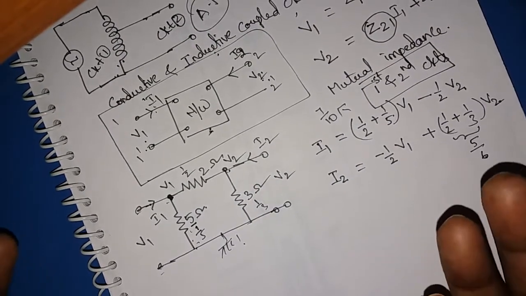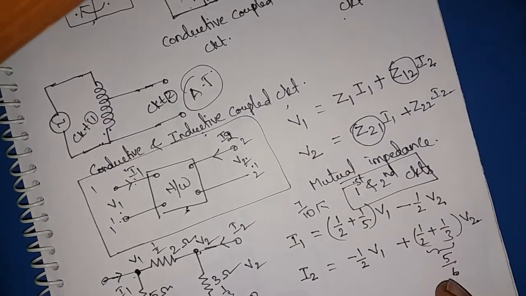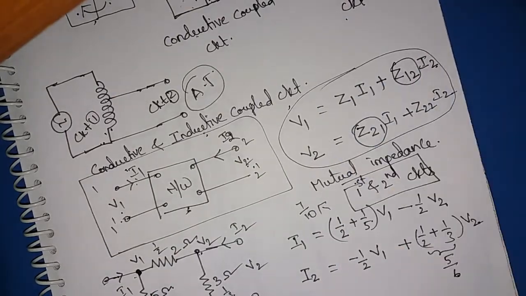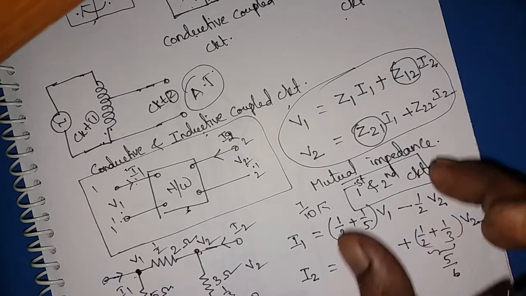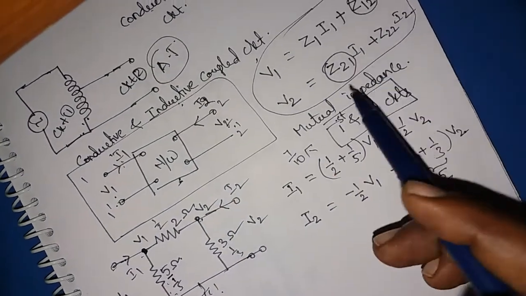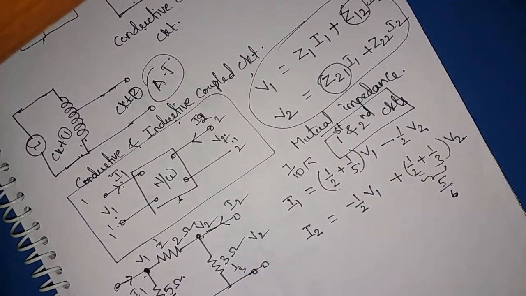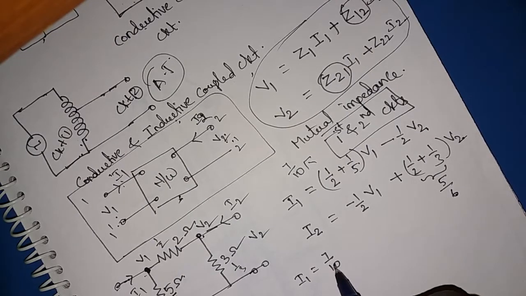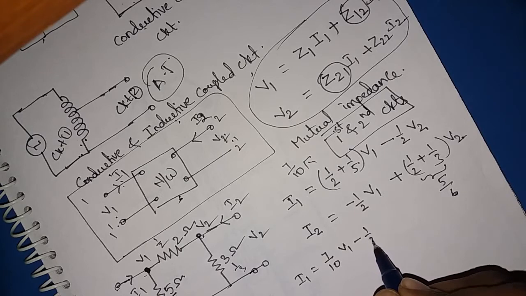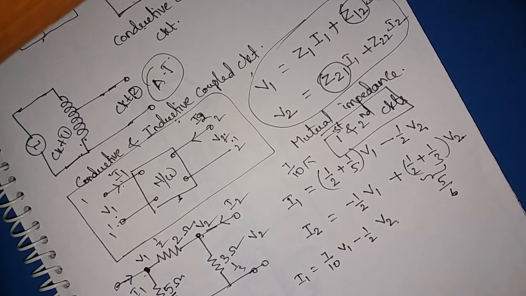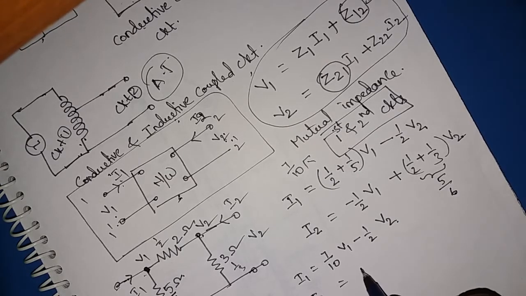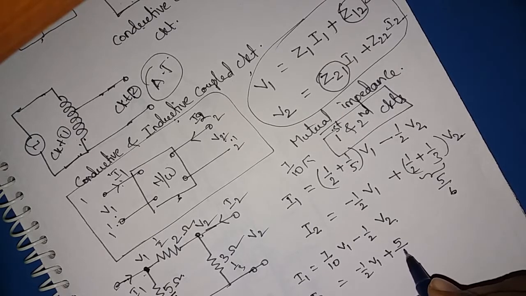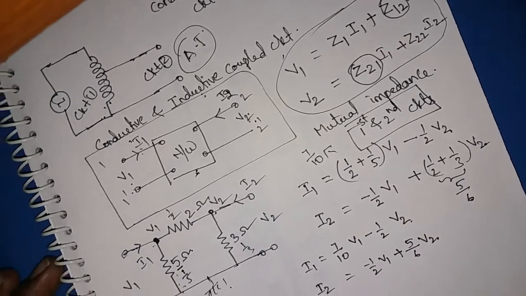Now here I cannot find the value of the mutual impedance. In order to find the mutual impedance, I need to get the network equations in this formation. So I want to bring this to this form. So how will I get this form? It is very simple. That is I1 is equal to 7 by 10 V1 minus 1 by 2 V2. And similarly I2 is equal to minus 1 by 2 V1 plus 5 by 6 V2.